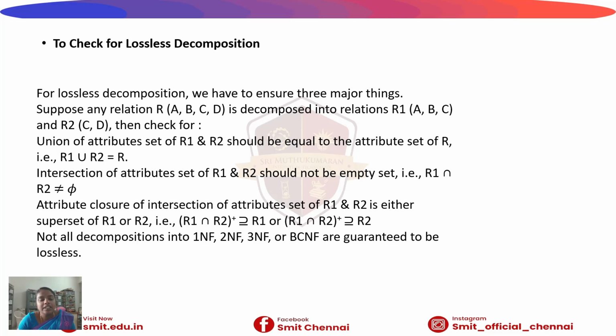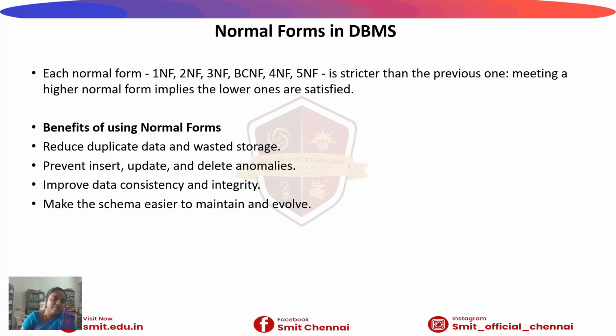An empty set will not equal a null value. The attribute closure of the intersection of the attribute sets of R1 and R2 is either a superset of R1 or R2, otherwise it gives the extra table twice. Not all decompositions into normal forms 1, 2, 3 or Boyce-Codd are guaranteed to be lossless. These are checked for lossless decomposition with these conditions.